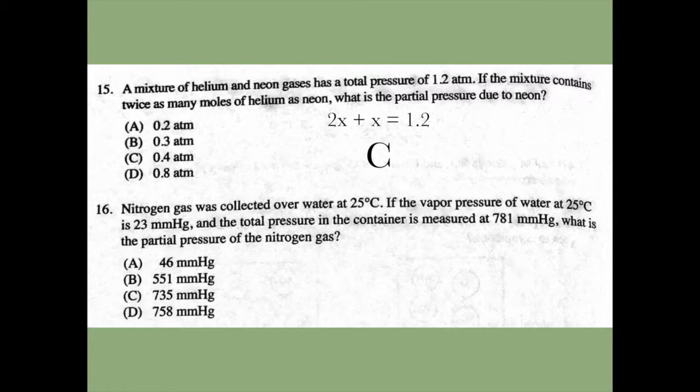Awesome and easy question. You just know that the total pressure is 781. You know that the partial pressure of water is 23, and that the partial pressure of water plus the partial pressure of nitrogen gas equals your total pressure. So all you have to do is subtract. It's exactly what we did in the lab. So your answer is D.